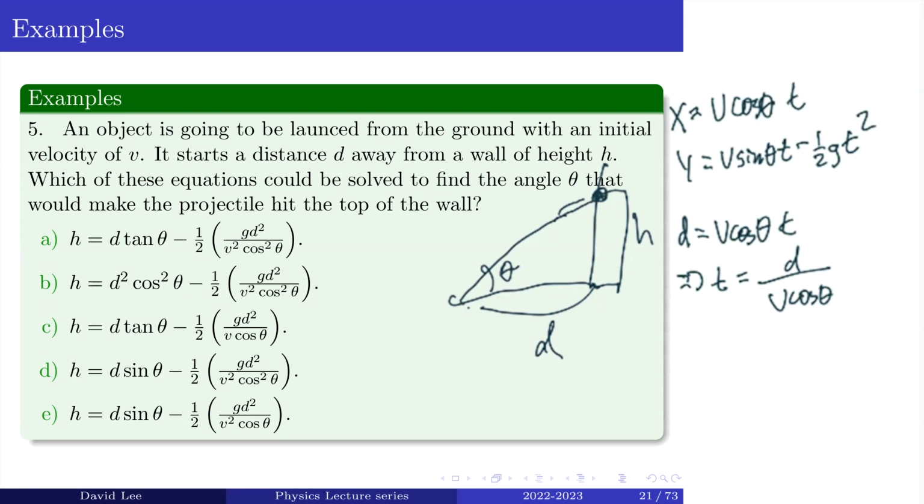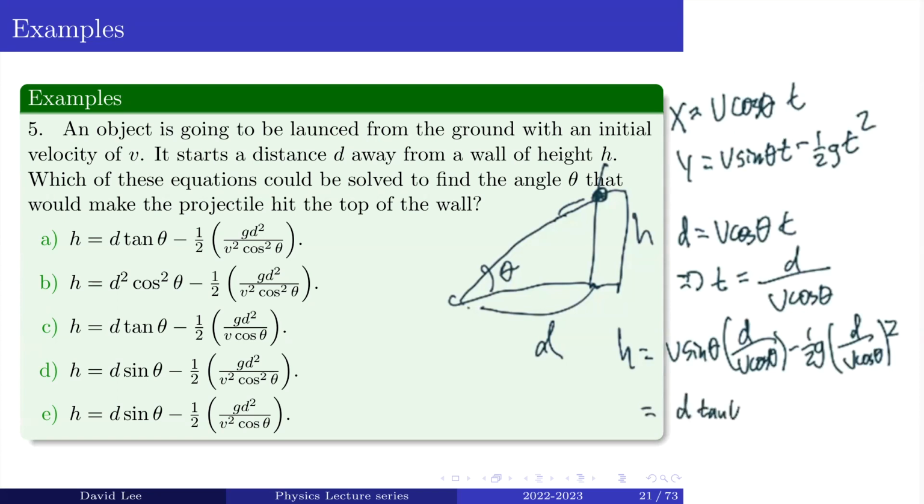And now we can plug this into our equation for y. In this case, y has to be equal to h. So we'll get that h equals v sine theta t, where t is d over v cosine theta, minus 1/2 g t squared, or d over v cosine theta squared. And after we simplify, we'll get d tan theta minus 1/2 g d squared over v squared cosine squared theta. So that is our answer.